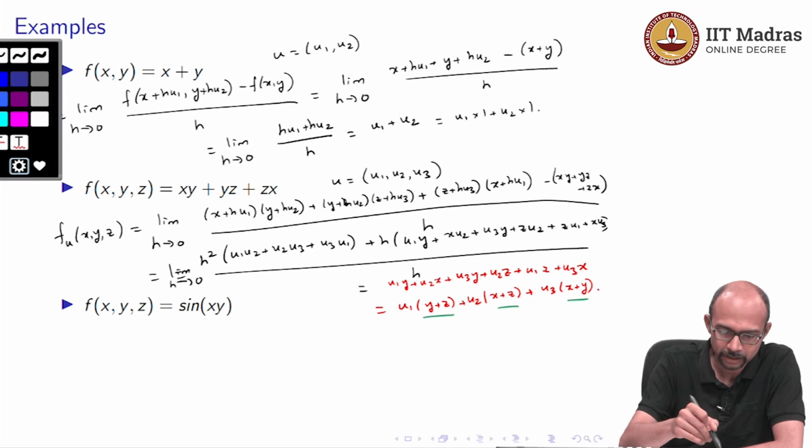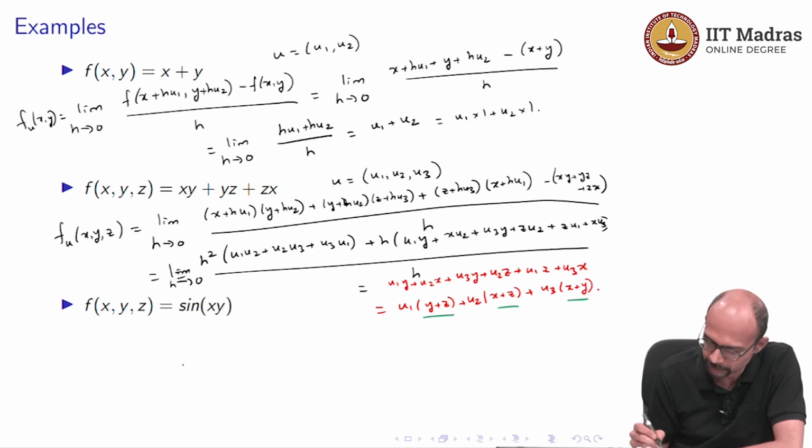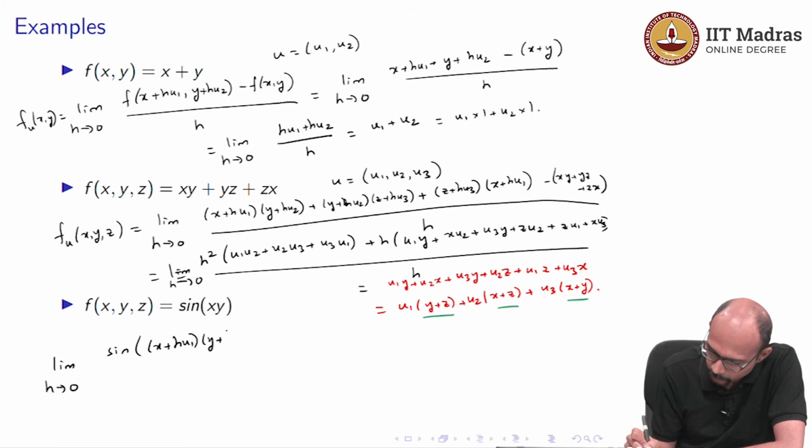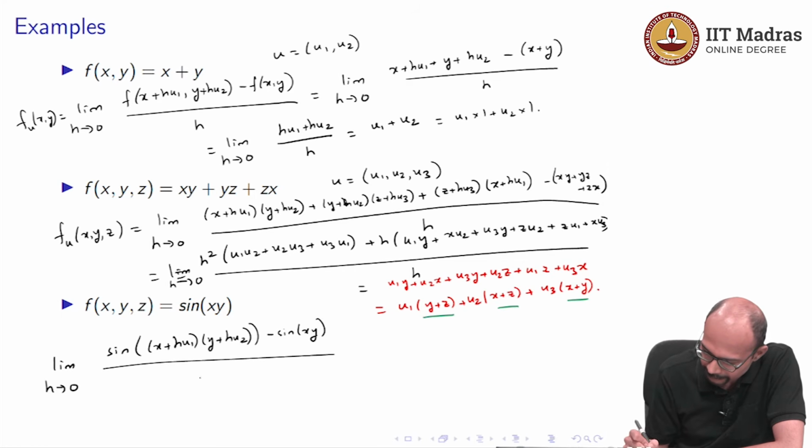Okay. Finally, let us come to sine of xy. This is probably the expression is going to get too messy, so I won't be able to complete this. So, sine of x plus h times u1 times y plus h times u2, minus sine of xy, divided by h.